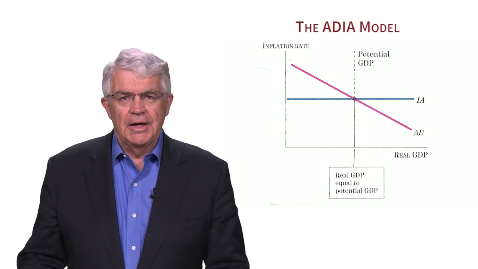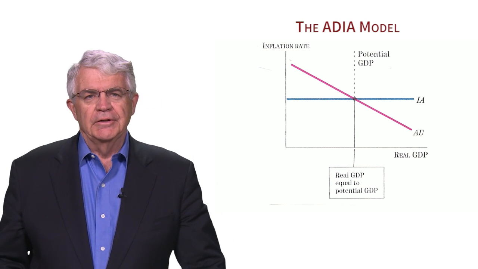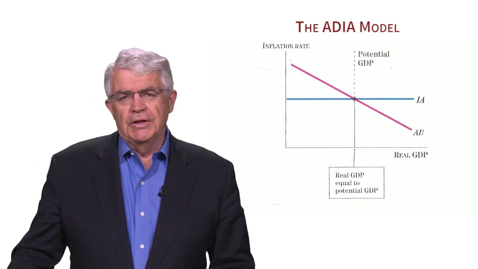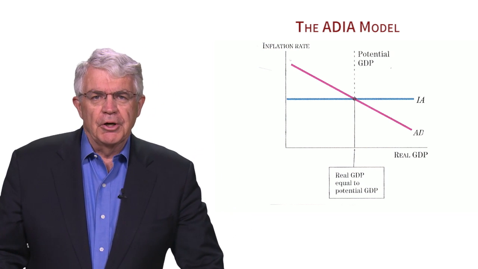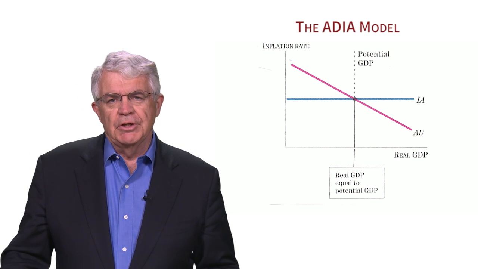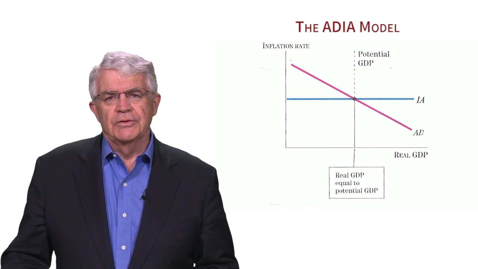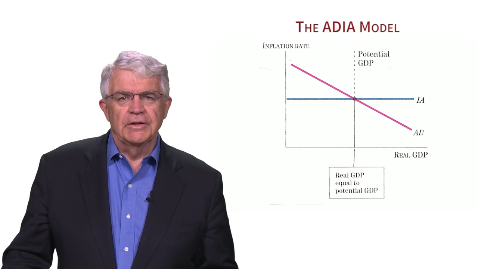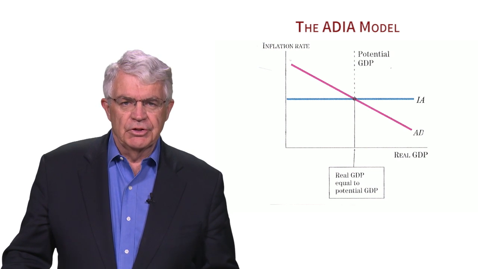Recall, this is what the AD-IA model looks like. You've got inflation on the vertical axis, real GDP on the horizontal axis, and a downward sloping line, which we've called the aggregate demand curve, and a flat line labeled the inflation adjustment curve or line in this diagram. Note that we've also marked vertically with a dashed line potential GDP, and so when real GDP is to the right of that line, real GDP is greater than potential GDP, and of course real GDP can go to the left of that line when real GDP goes below potential GDP.